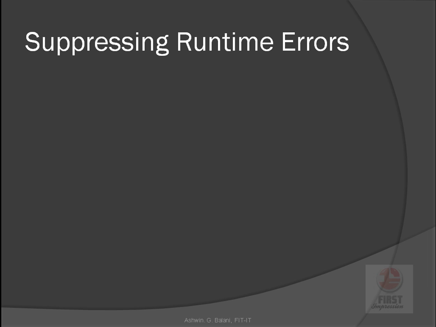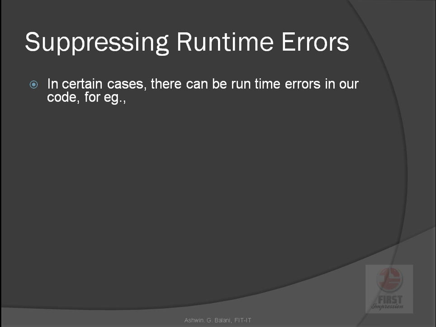Now, one most important feature of the Java programming language is handling runtime errors. Let us first understand what runtime errors are. In certain cases, there can be runtime errors in our code. For example, if we accidentally divide a number by 0. There are times when we will be using division, and if the divisor is 0, anything divided by 0 is infinity. But Java does not support infinity, so it will throw an error. That is a runtime error.